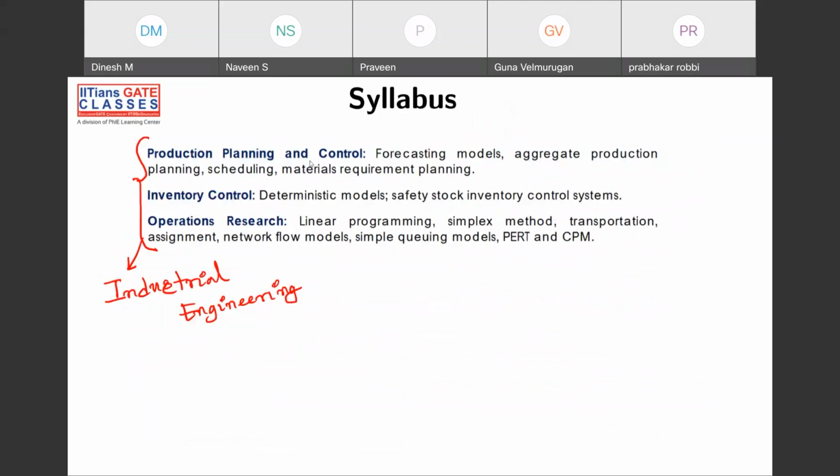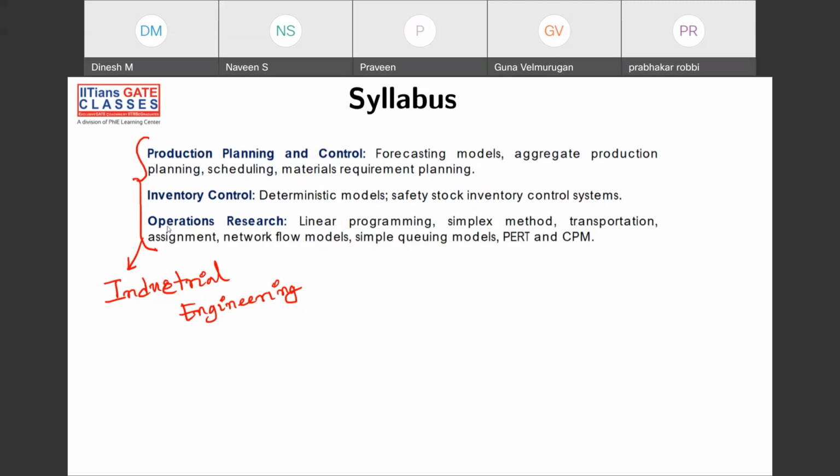So we have production planning and control. In that we have forecasting models, aggregate production planning, scheduling, material requirement planning, all these things. And we have inventory control. In that we have deterministic models and probabilistic models. Probabilistic models are also known as safety stock inventory control systems. We'll see why. What is the difference between deterministic and probabilistic? Why are probabilistic models known as safety stock models? All these things we'll see.